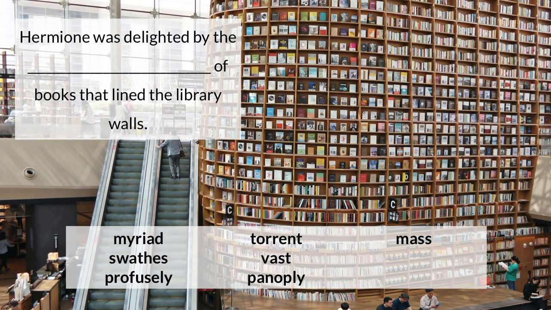So Hermione was delighted by the something of books that lined the library walls. You can see loads of books here. There's so many they won't even fit in the picture. So Hermione was delighted by the something of books that lined the library wall. Which word was it that meant you have a large and impressive collection of something? Have a think. Maybe look back at your definitions if you're having trouble.